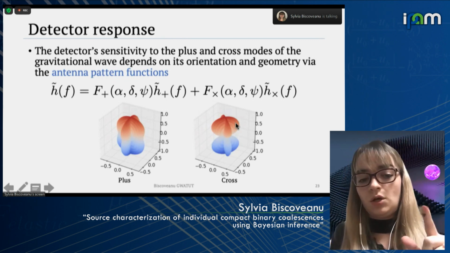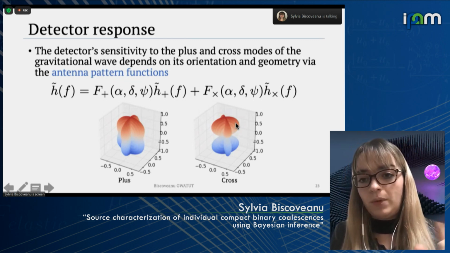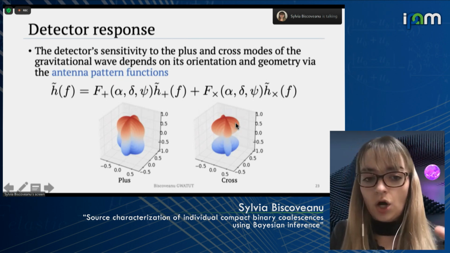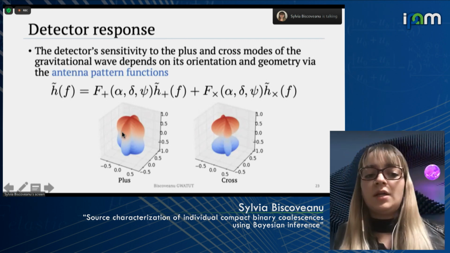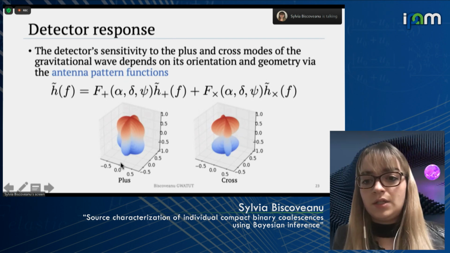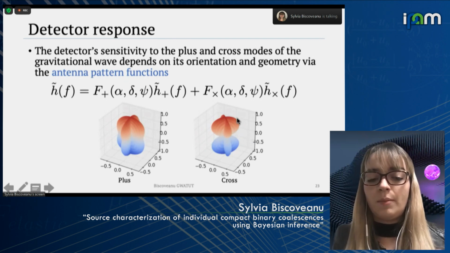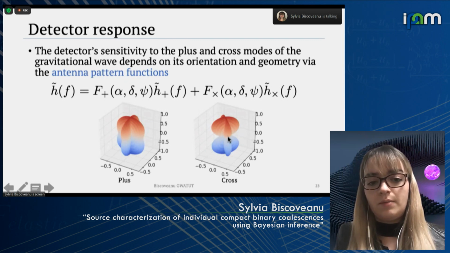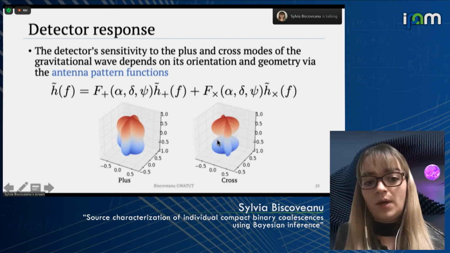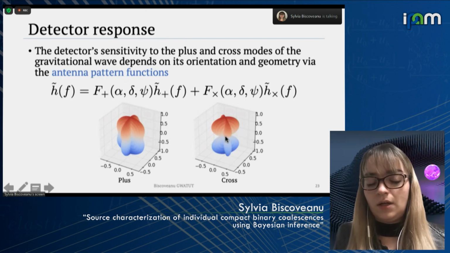So this depends on basically the opening angle between the arms. And basically what this tells you is how sensitive the detector is to gravitational waves of each polarization coming in from different parts of the sky. So you can imagine for this cross polarization, if the gravitational wave comes basically right along the plane of the, like along the equator, then it won't be detected in the instrument at all.